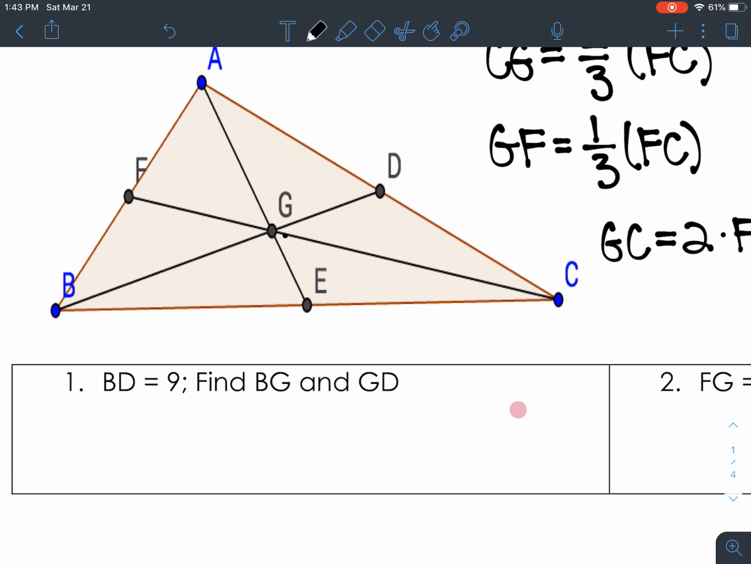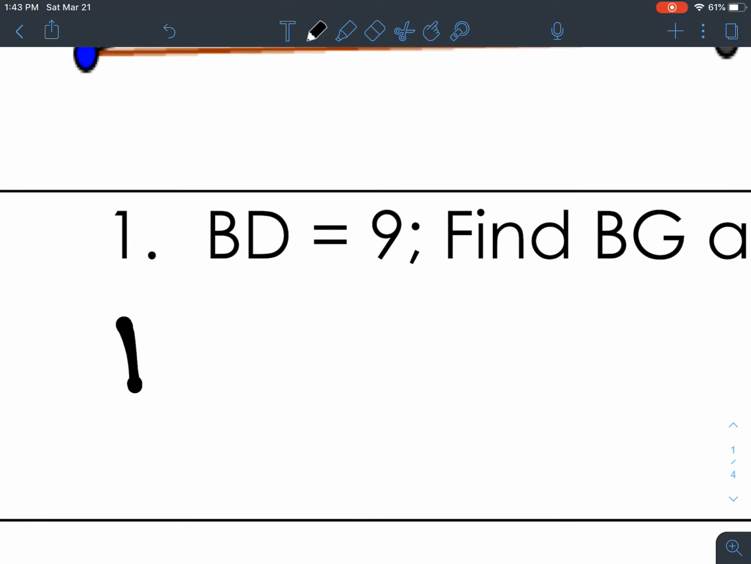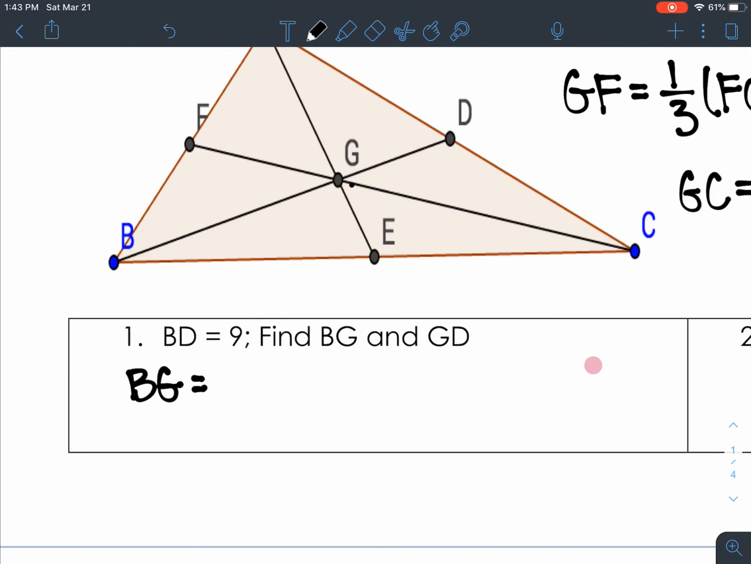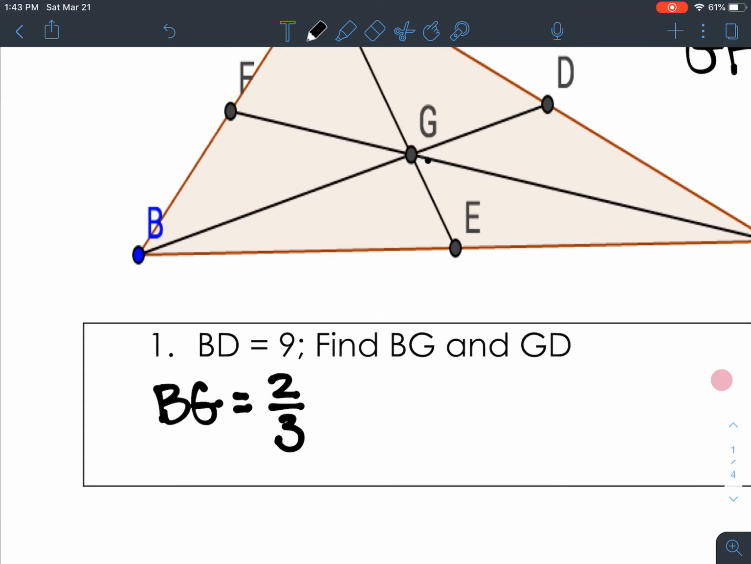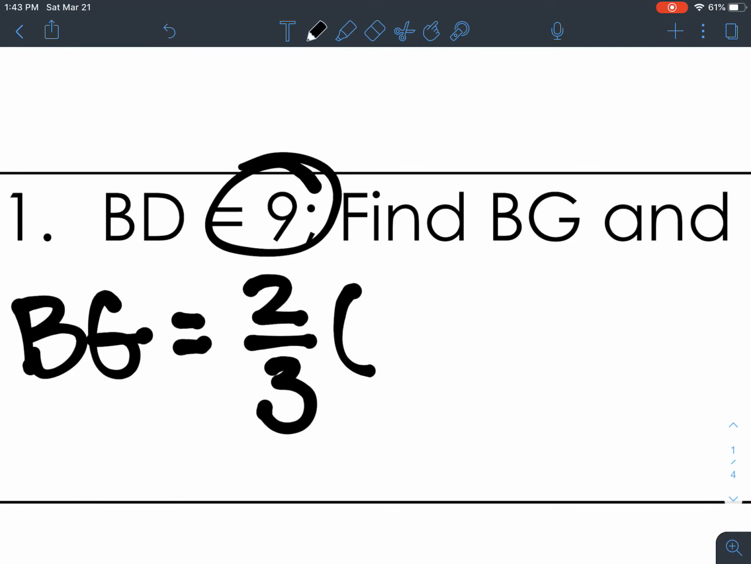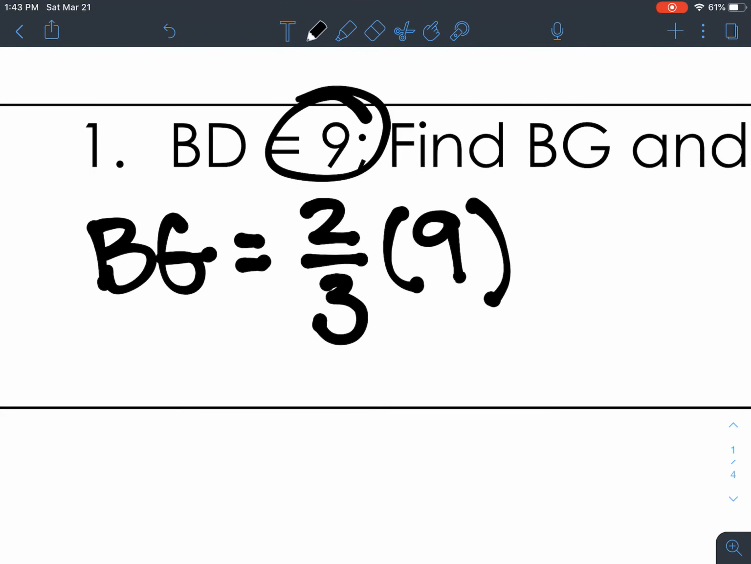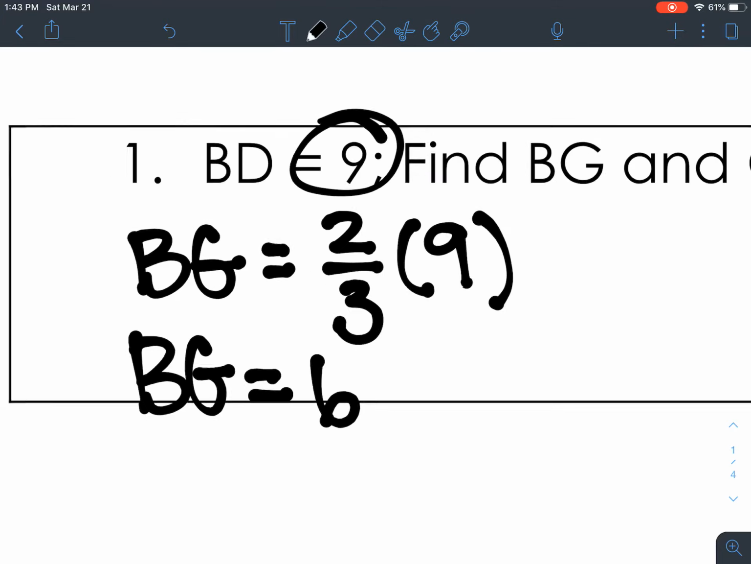Let's say I want to find the length of BG. Here's the conversation you need to have with yourself. BG, short segment or long segment? It's the long segment, so I'm using 2/3. It's 2/3 times the entire median, and that entire median has a length of 9. So it's 2/3 times 9, which means BG has a length of 6.